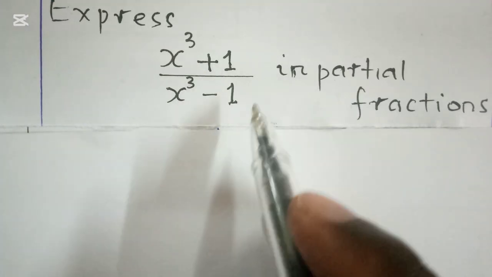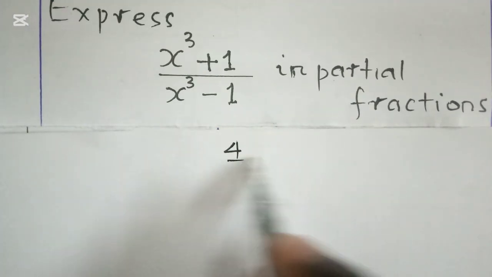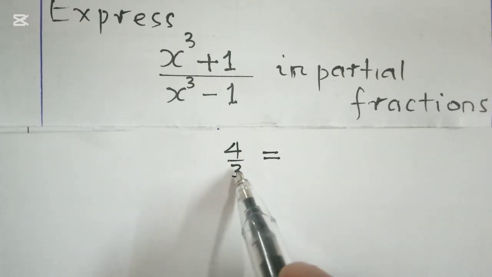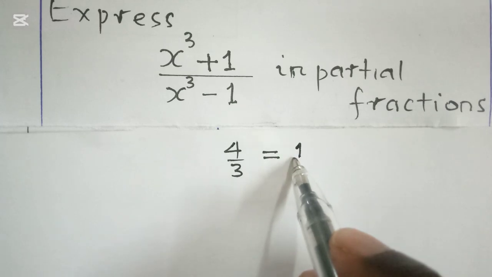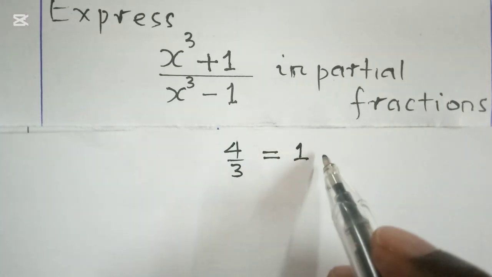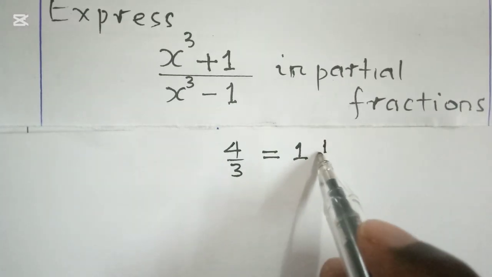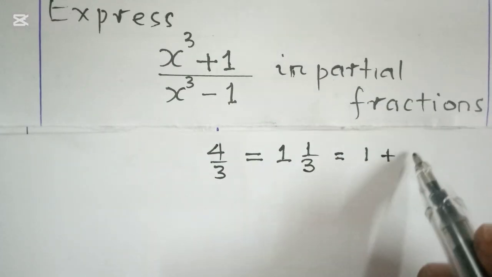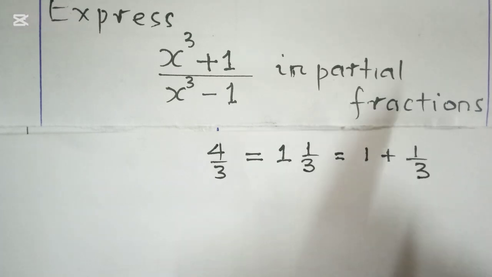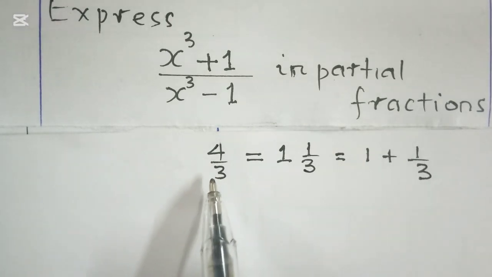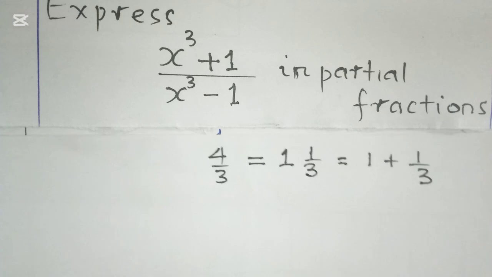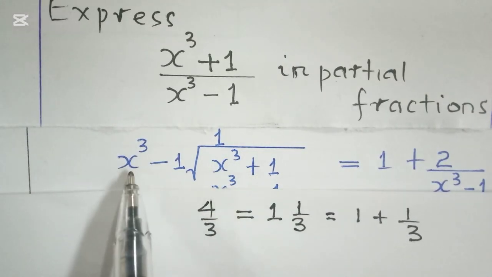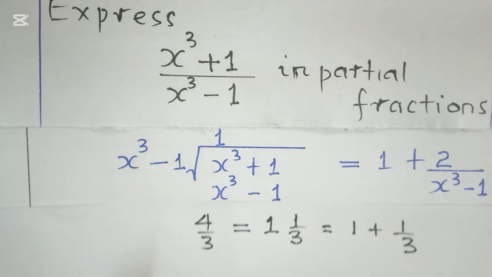For example, if you had 4 over 3, this would be 4 divided by 3, that is 1. And then we shall have a remainder 1, which will now bring us to a third. And so this can be 1 plus a third, which is equivalent to 4 over 3. So guys, we do the same thing. We come and divide here x cubed plus 1 divided by x cubed minus 1.